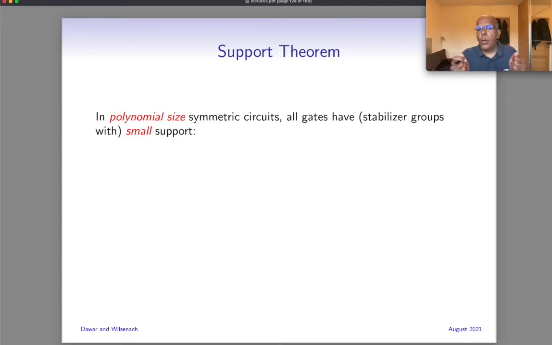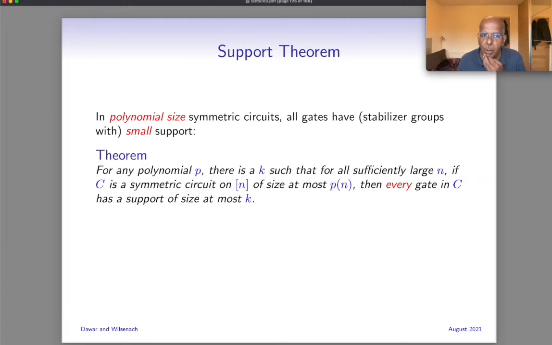The key for the other direction, right? So we have a translation from FPC to polynomial size symmetric circuits, and in fact circuits with small supports. We want to show that an arbitrary polynomially uniform family of polynomial size symmetric circuits with threshold gates can be translated to a formula of FPC. And the key is to show that in these polynomial size symmetric circuits, all gates do in fact have small support. So roughly, for every polynomial p, there is a k, such that if C is a symmetric circuit on n of size at most p(n), for all sufficiently large n, then every gate has a support of size at most k. So k is a constant which depends on the polynomial p and is independent of n.